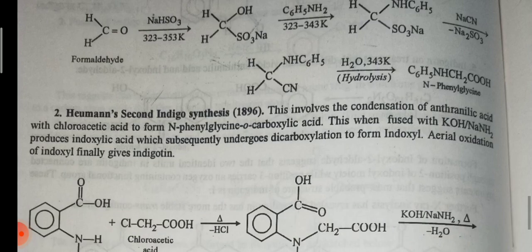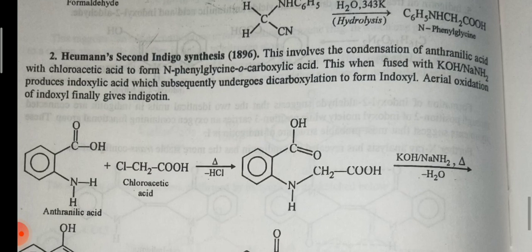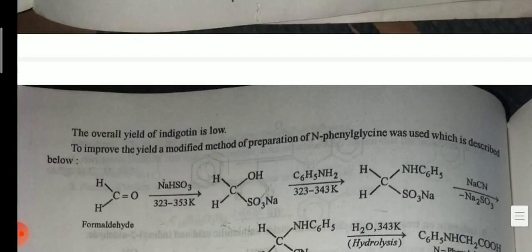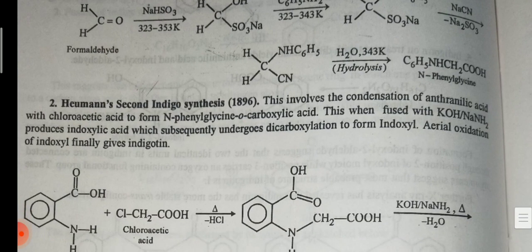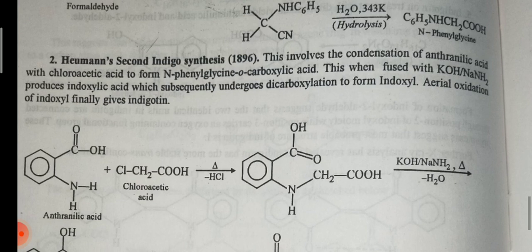Number 2. Heumann's second indigo synthesis, in 1896. This involves the condensation of anthranilic acid with chloroacetic acid to form N-phenylglycine-ortho-carboxylic acid. This, when fused with KOH and NaNH2, produces indoxylic acid, which subsequently undergoes decarboxylation to form indoxyl. Aerial oxidation of indoxyl finally gives indigotine.